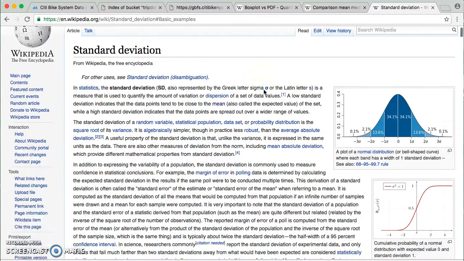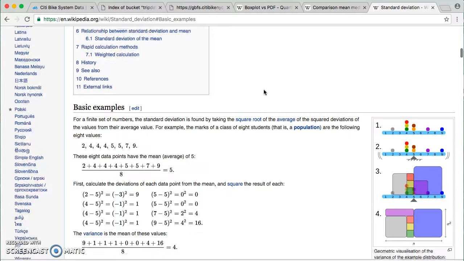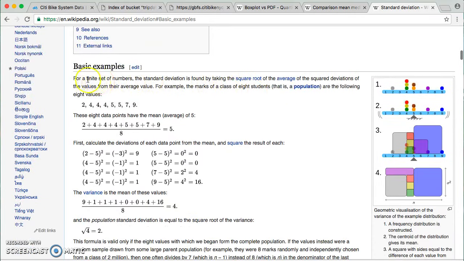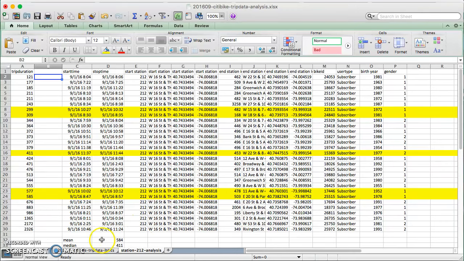So basically, first we're going to look up the formula for a standard deviation. I definitely recommend you all read this, but we're just going to look at some basic examples. The standard deviation is the square root of the average of the squared deviations of values from their average value. Whoa. Okay, first things first. What we're going to do is subtract each value from the mean. Okay, so we're going to square the difference between a particular value and the mean. So we already have the mean, right? We calculated that. It's 584.